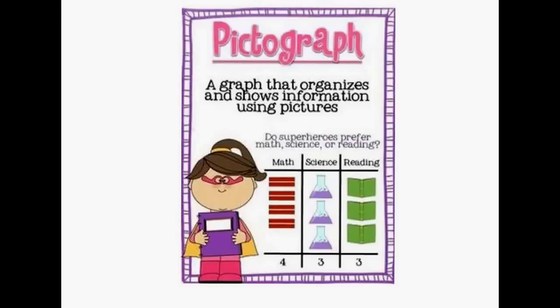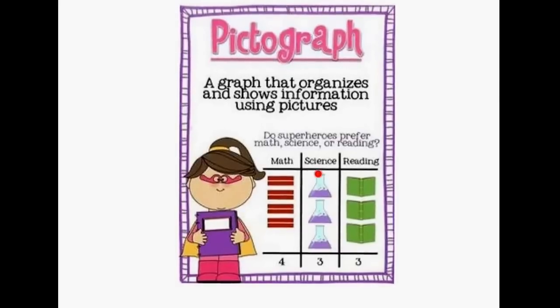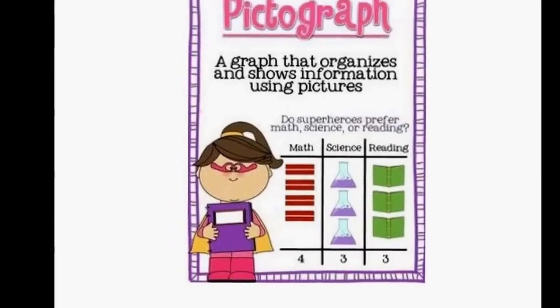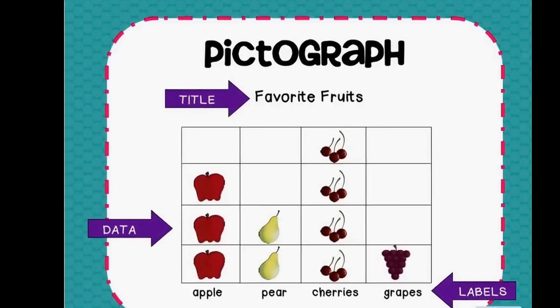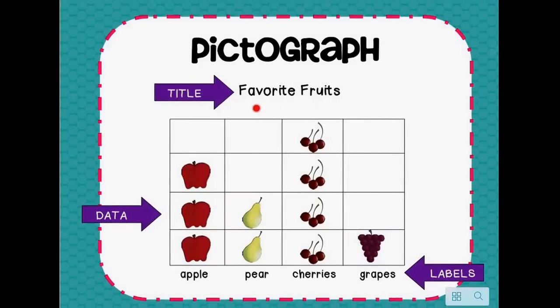What did most superheroes prefer? You're right. Most superheroes preferred math. There were 4 votes. What did superheroes least prefer? You're right, science and reading. It was a tie. Here's another pictograph. Again, pictographs have titles, letting us know what this graph is about. Here's another one on favorite fruits. Down below is where you'll see the labels on this pictograph: apple, pear, cherries, grapes, and going up is the data. Could you take a look at it and tell us what is the favorite fruit of the class?